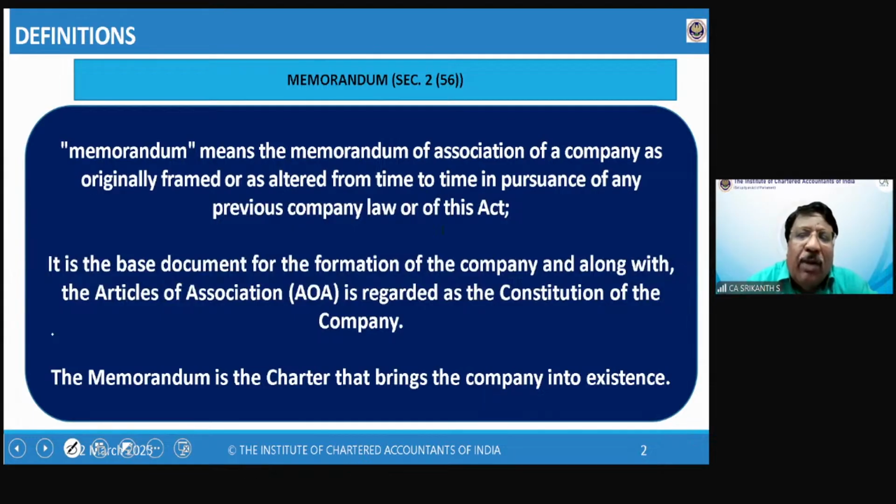It is the base document. Along with the articles, it is regarded as the constitution. Together, MOA and AOA become the constitution. Of these, the memorandum is the charter. It brings the company into existence. The association clause is in the memorandum. The signatories sign the memorandum, and when they sign the association clause, they come together and the company comes into existence.